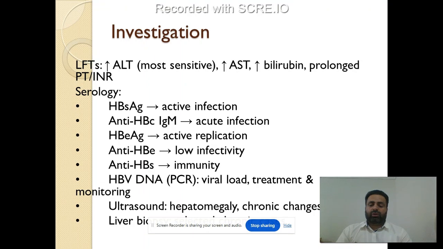We usually do two types of PCR. One is qualitative and the other is quantitative. Apart from the PCR, what are the other supportive investigations that favor the confirmation of diagnosis? Ultrasound that shows hepatomegaly, chronic changes, and ultimately you can also do the liver biopsy.